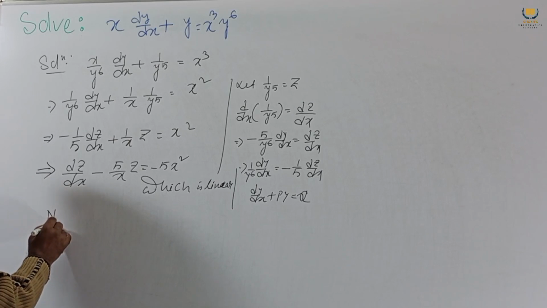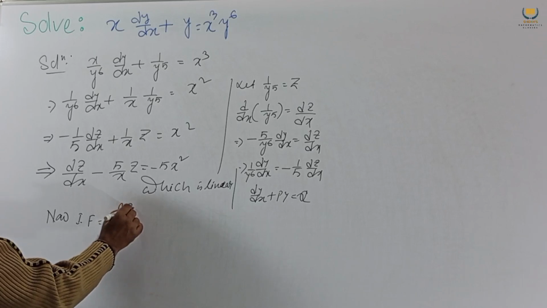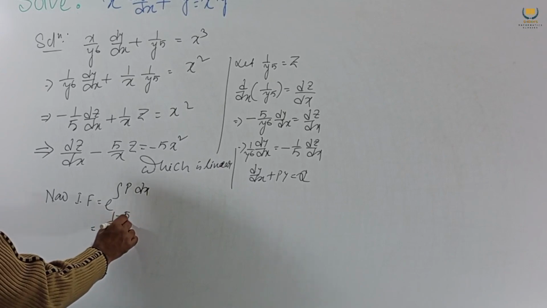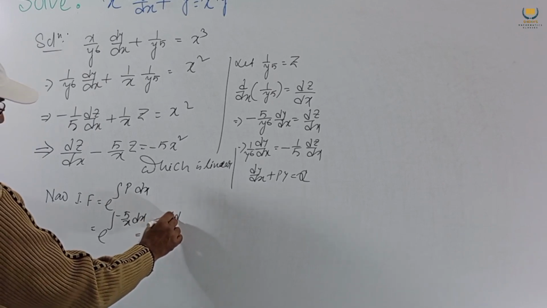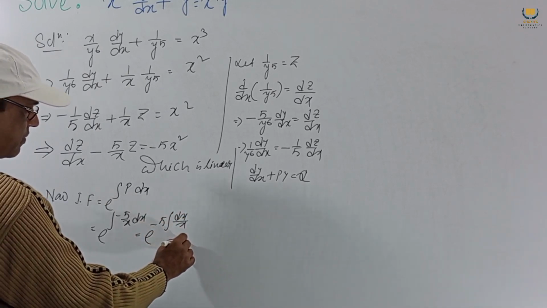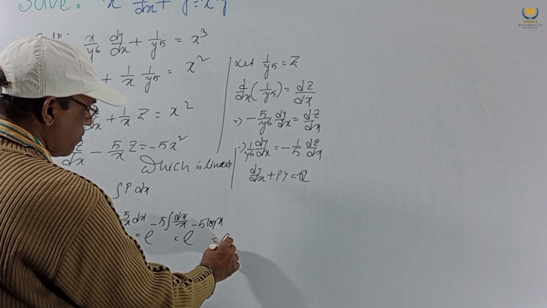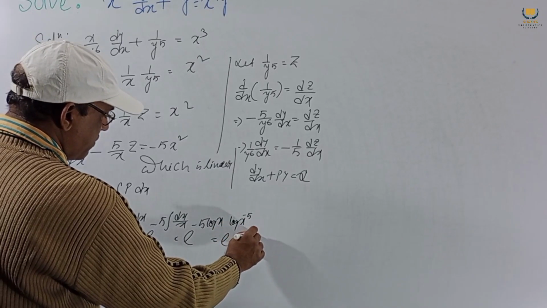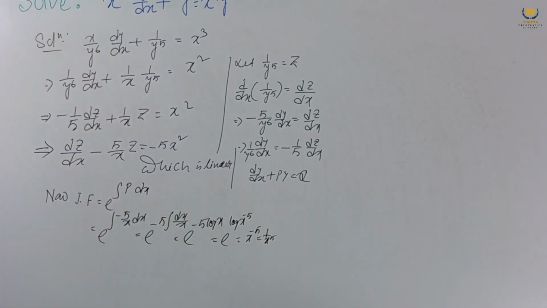Now the integrating factor equals e to the power integration of p dx, p means minus 5 by x dx, e to the power minus 5 outside, dx by x, minus 5 log x, and e to the power log x to the power minus 5, this is x to the power minus 5, this is 1 by x to the power 5. 1 by x to the power 5 we get as the integrating factor.